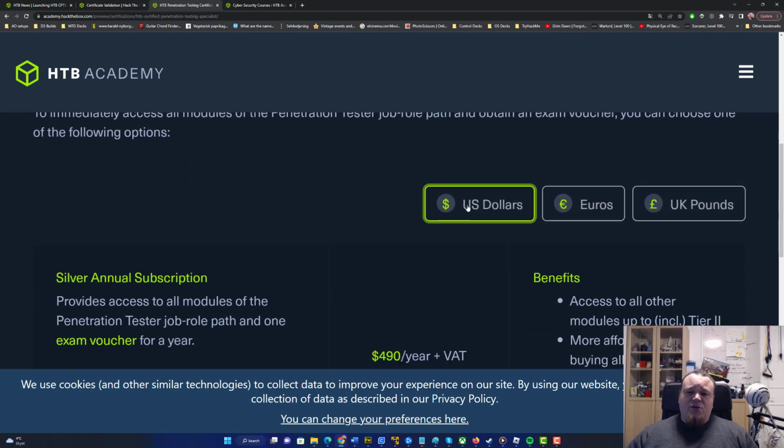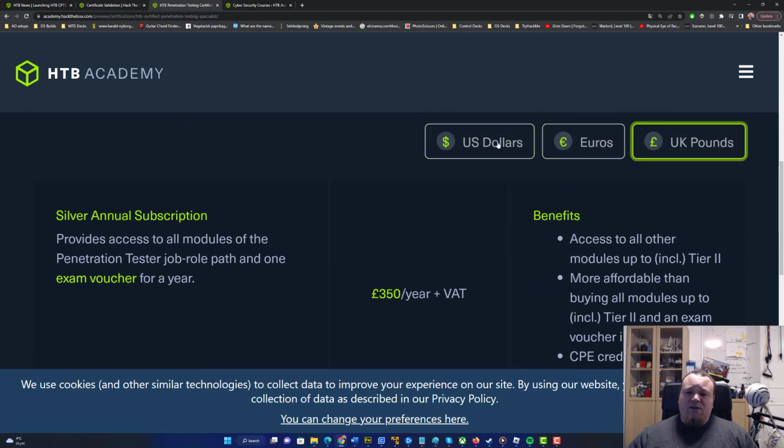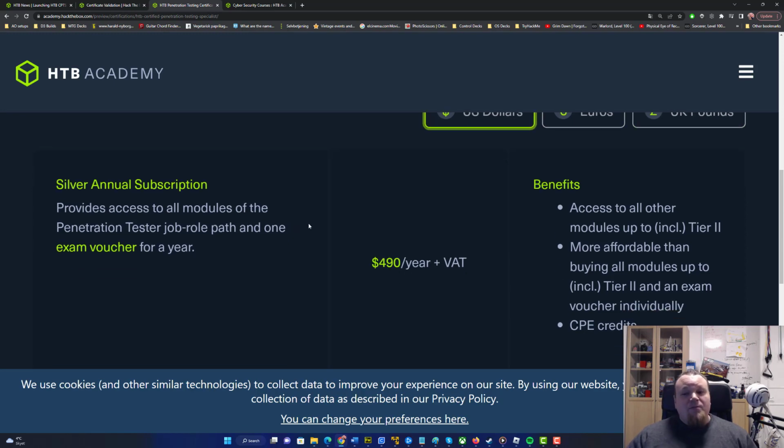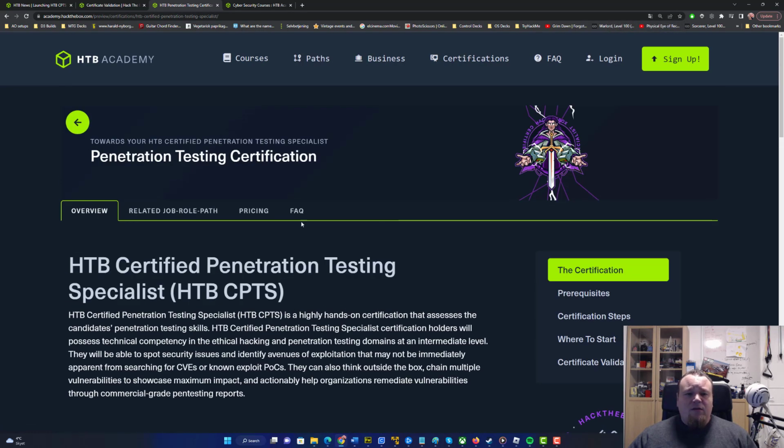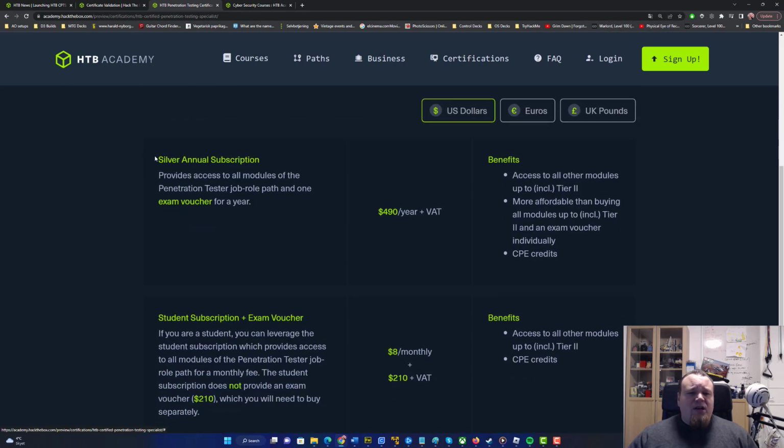All right, so in US dollars, you can get them in euros and UK pounds. Wow, UK pounds. So they will say, Silver Annual provides all access to all modules and the penetration tester job role path and 1 exam voucher for a year. So that's $490. Access to all modules, more affordable than buying all modules. And you also got CPE credits, which I think is a type of credit you can collect in order to renew your certification.